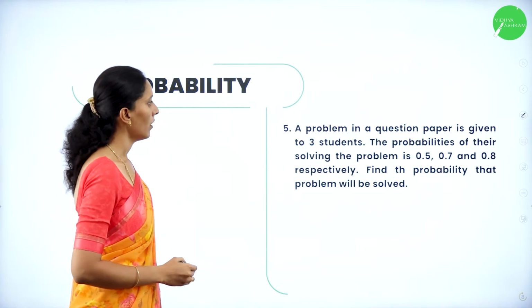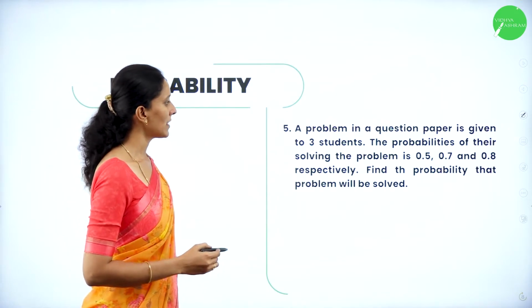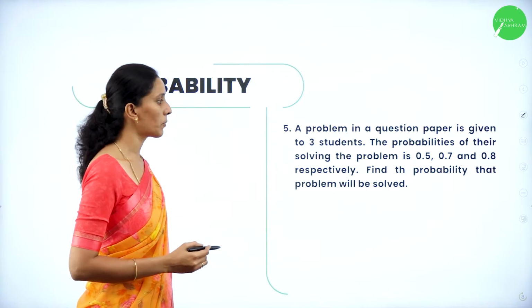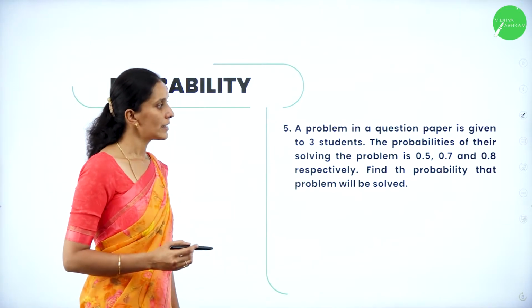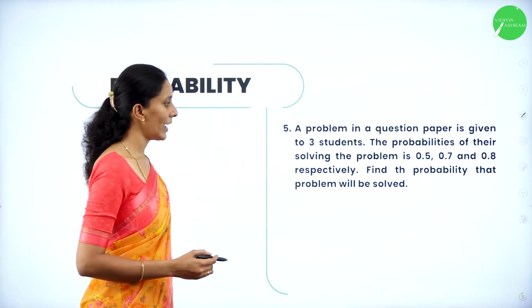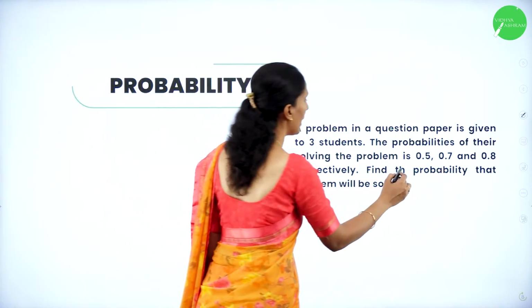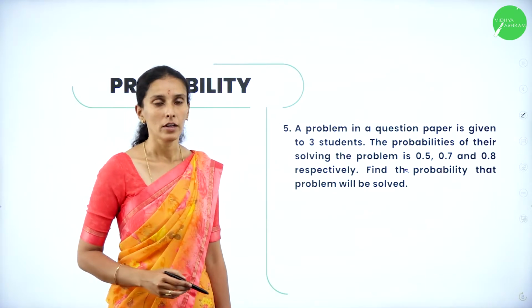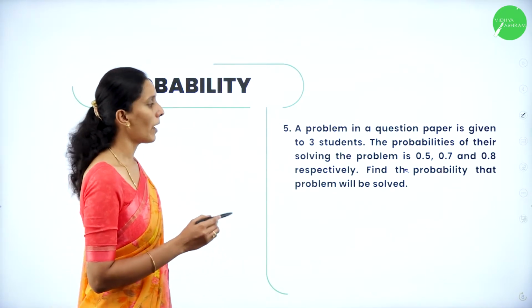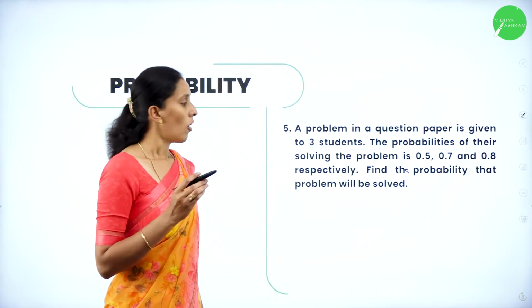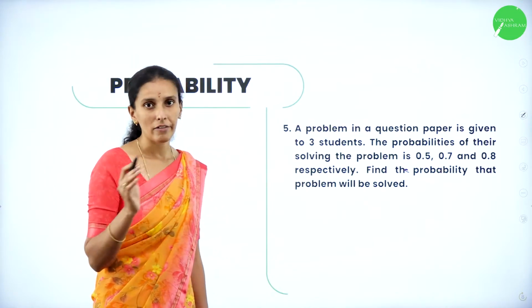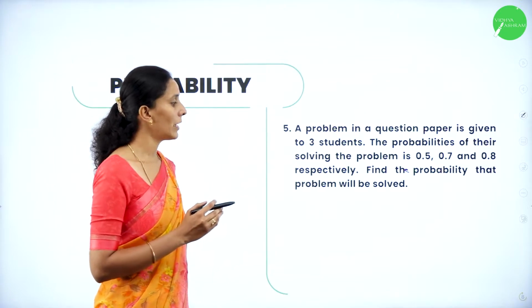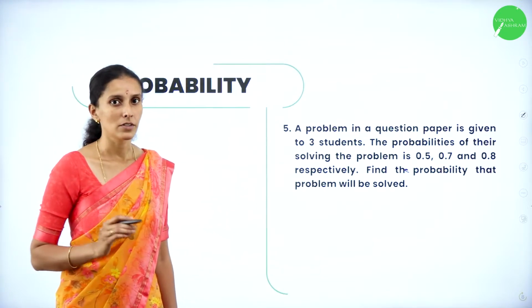Next question. A problem in a question paper is given to 3 students. The probabilities of their solving the problem are 0.5, 0.7 and 0.8 respectively. Find the probability that the problem will be solved. So here they have given the probability of solving for person A, B, C respectively. Then I have to find the probability that the problem will be solved.